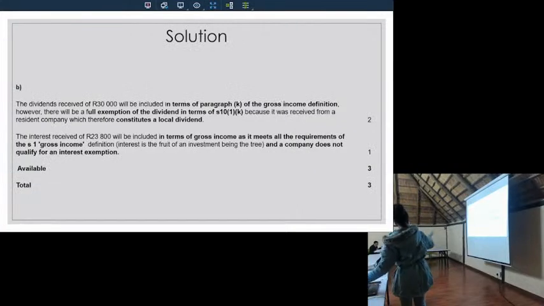So this was supposed to be our discussion. Dividend received of 30,000 will be included in terms of paragraph (k) of the gross income definition. We discussed it, right? However, there will be a full exemption of the dividend in terms of section 10(1)(k) because it was received from a resident company, which therefore constitutes a local dividend.